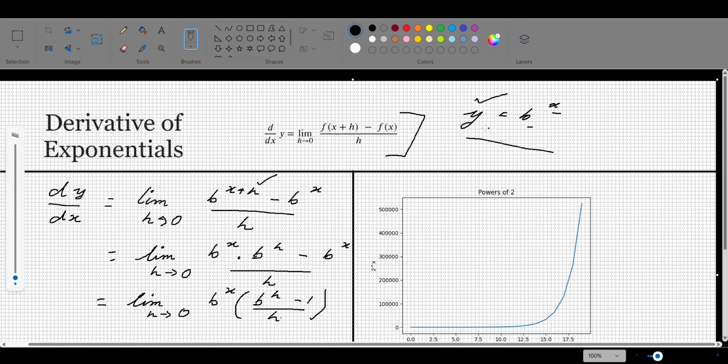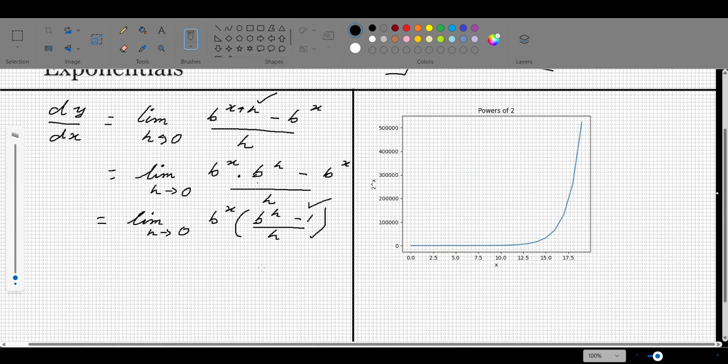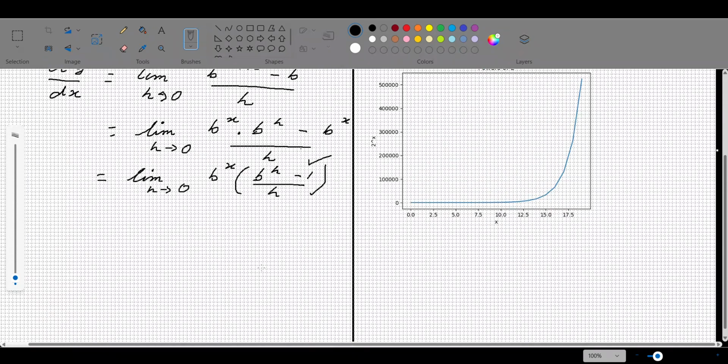divided by h. Now if you notice over here, this term in the parentheses is actually a constant because it does not have x in it. It's b raised to h minus 1 divided by h, where h tends to 0. H is a constant. So what we are going to do is we're going to convert this entire term to just one constant variable, and hence saying that this is equal to c times b raised to x. So we have represented limit of h tends to 0, b raised to h minus 1 divided by h as c.